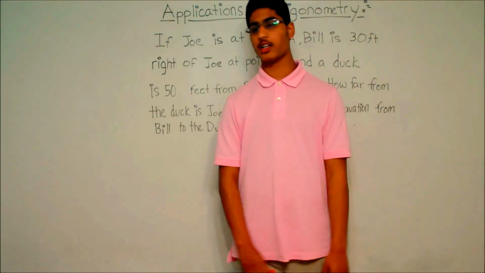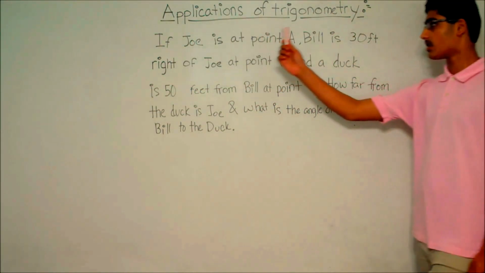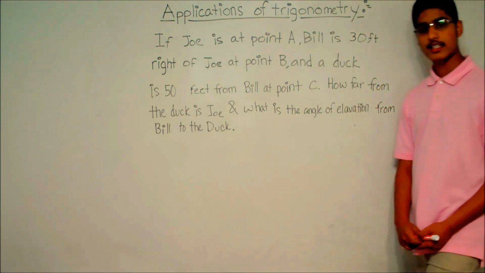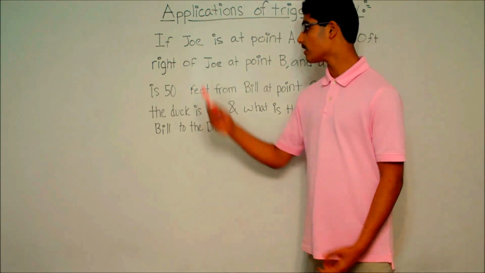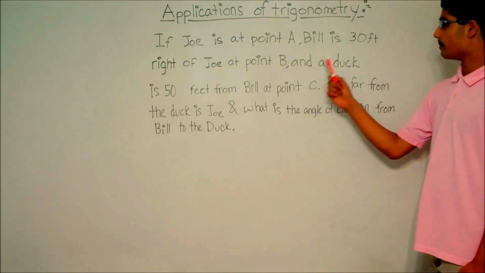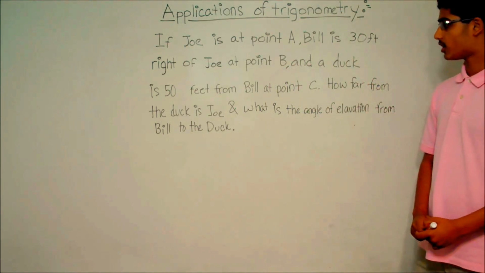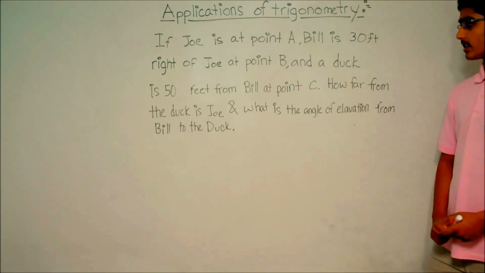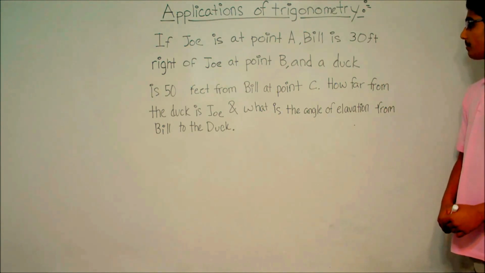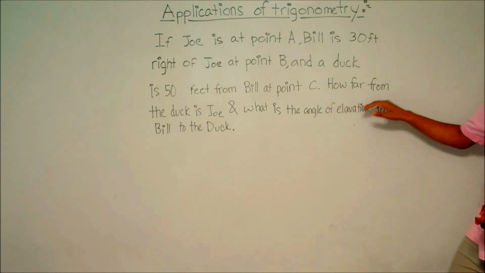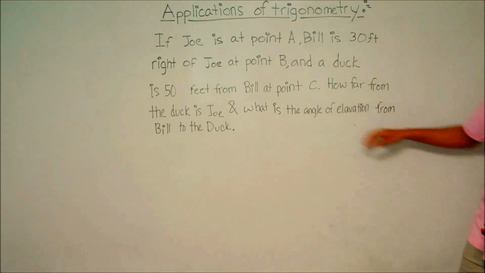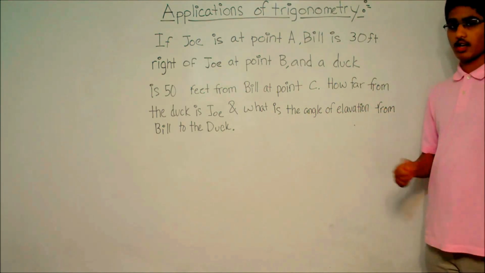Today we're going to learn about applications of trigonometry. Let's say we have a problem like this. If Joe is at point A, Bill is 30 feet right of Joe at point B, and a duck is 50 feet from Bill at point C, how far from the duck is Joe, and what is the angle of elevation from Bill to the duck?